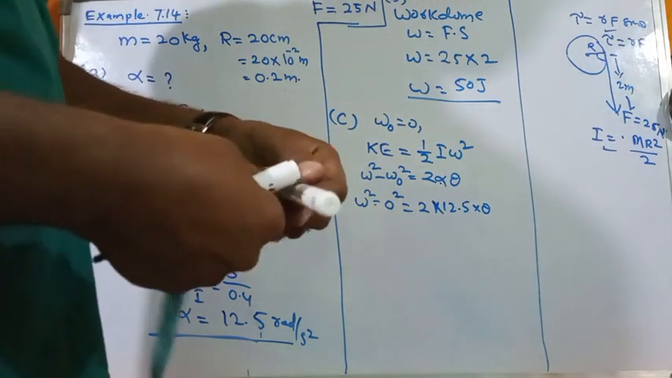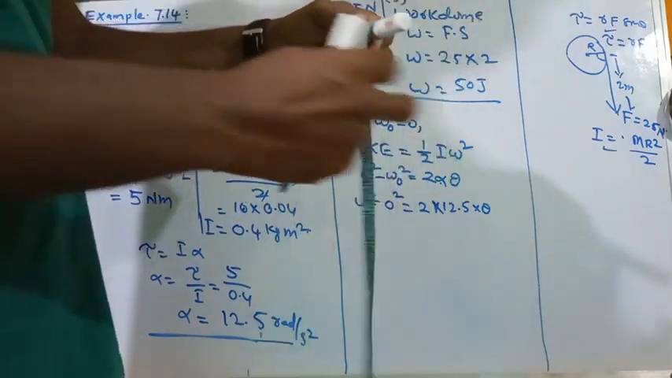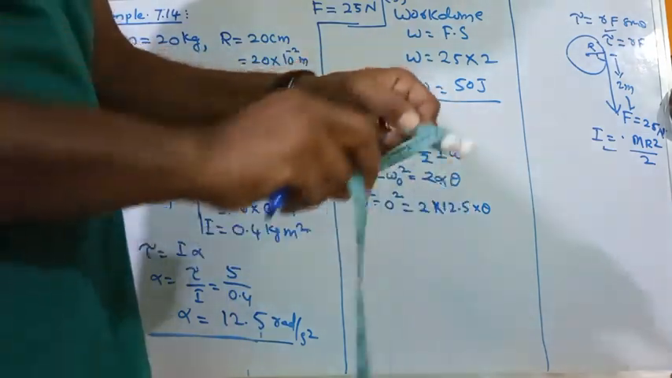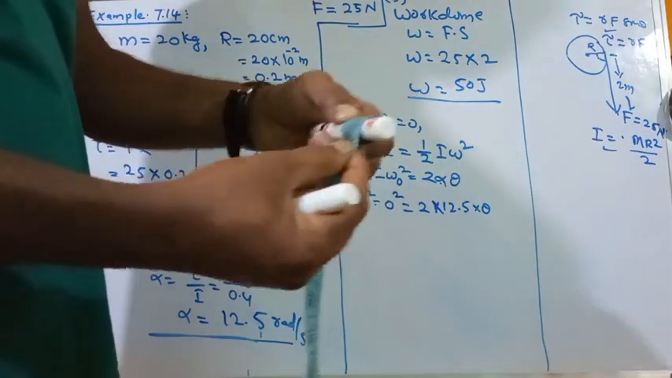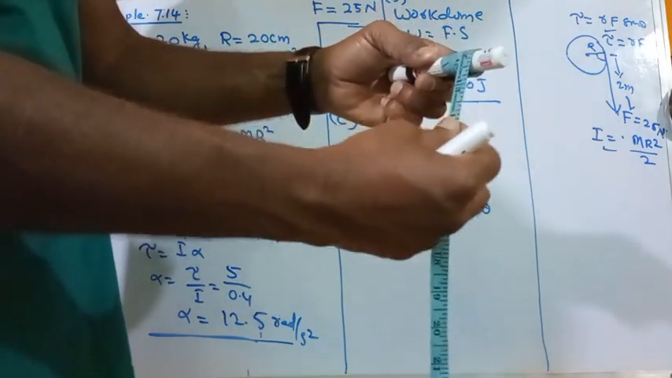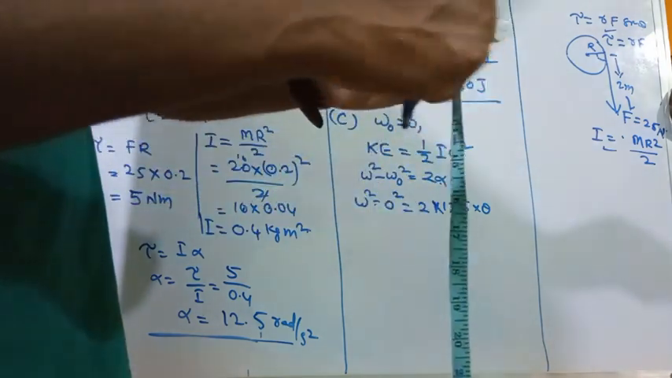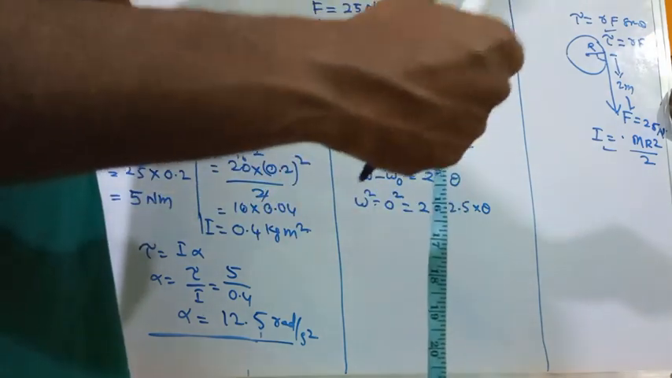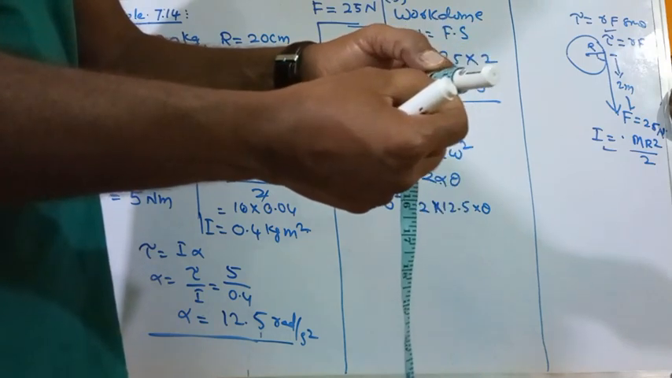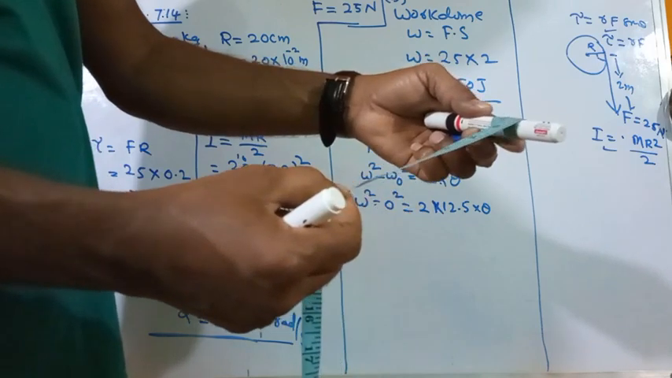Suppose it is rotating like this. Our thread is opening like this, with this kind of windings. When we are pulling with 25 newtons of force, it opens like this. Before opening, it makes some angle here. So this is nothing but theta, the angular displacement. This total is equal to the angular displacement.